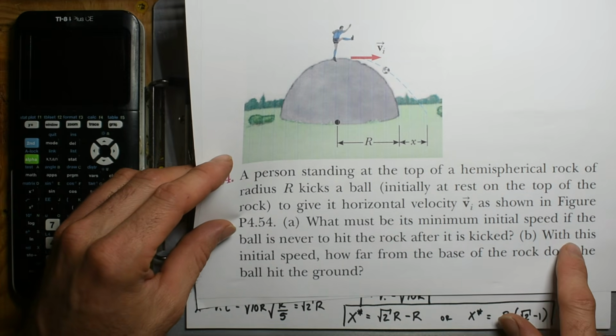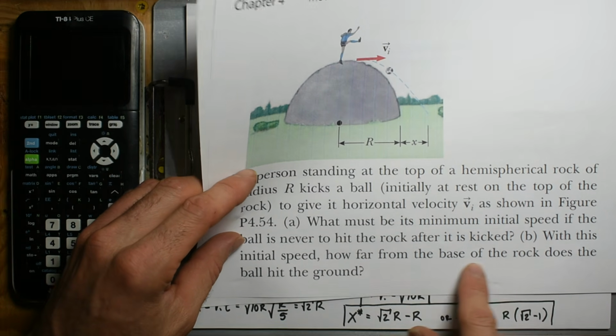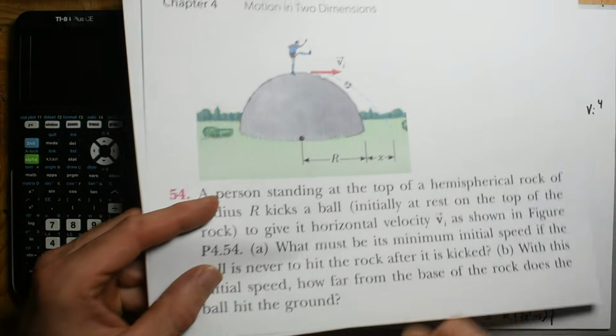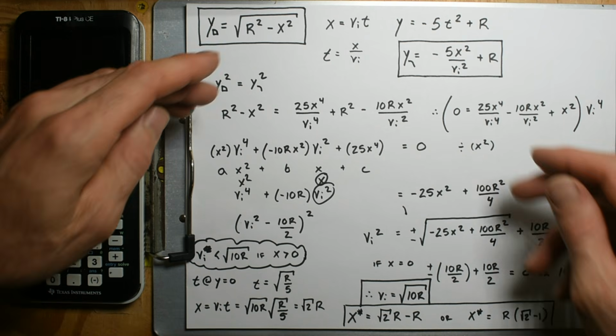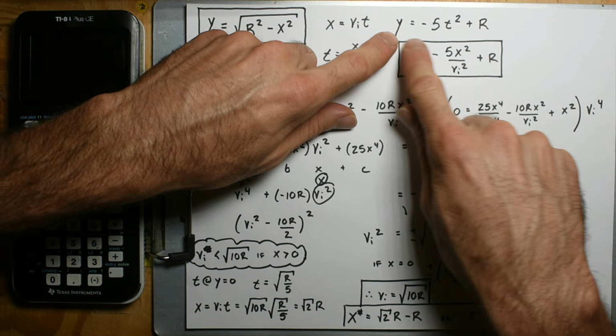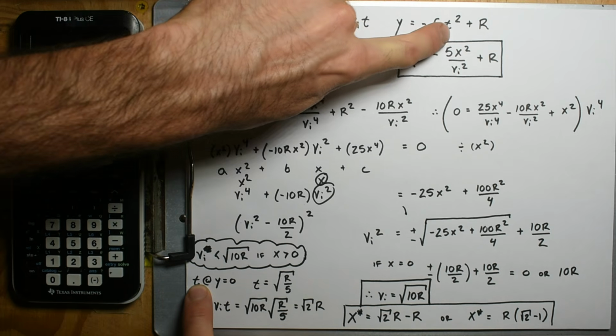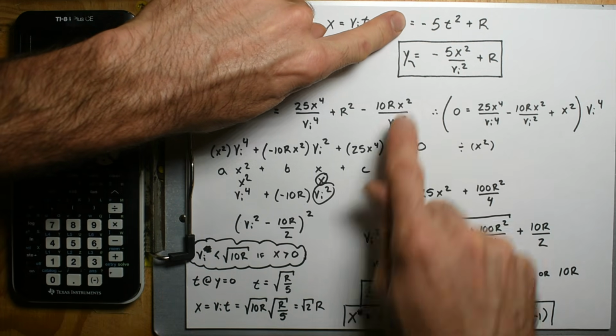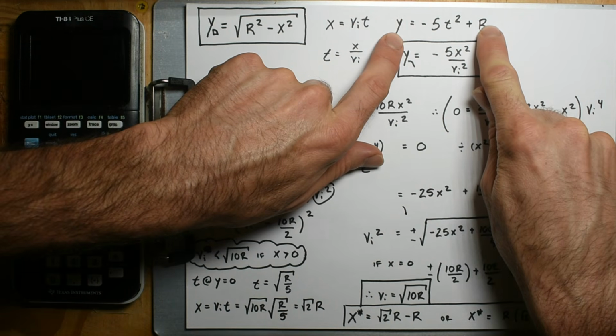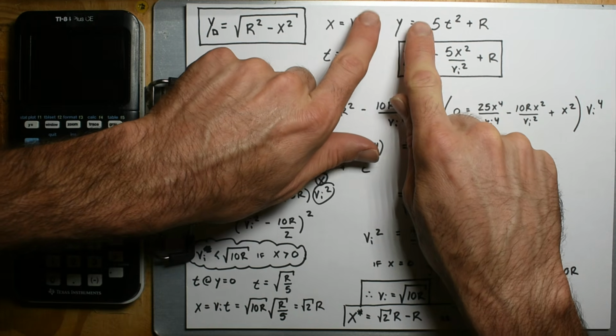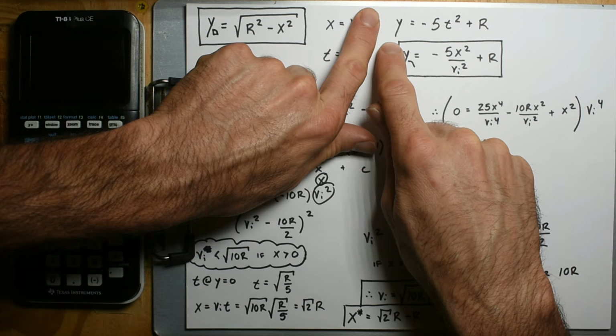And then with this, how far from the base of the rock does the ball hit the ground? So we're going to go back to our kinematic equations. It's going to hit the ground when y is 0. So I need to find the time when y is 0. So I'm going to throw in 0 to this equation. We're going to get negative r over here. Negatives go away. I'm going to divide r by 5.